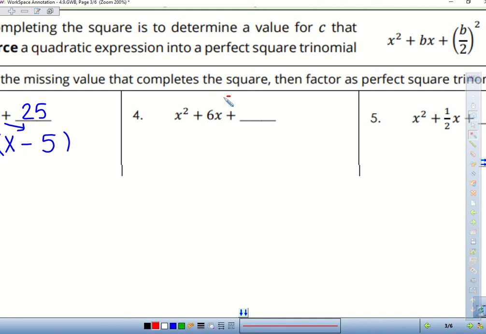So, what is half of 6? 3. What is 3 squared? 9. See how you now came up with a perfect square trinomial? Factors of 9 that add up to 6? 3 and 3. And that's also half of the original number, right? You see how it works? Okay. So you're basically coming up with a number that will make it factor the way you want it to.